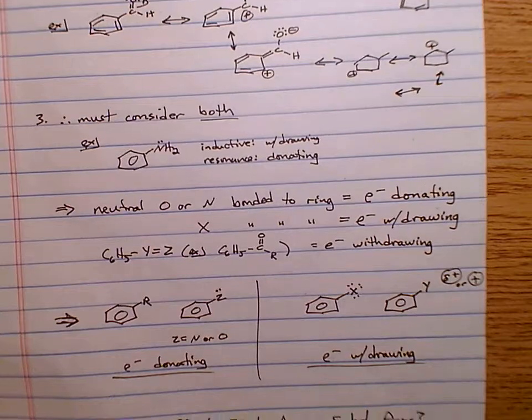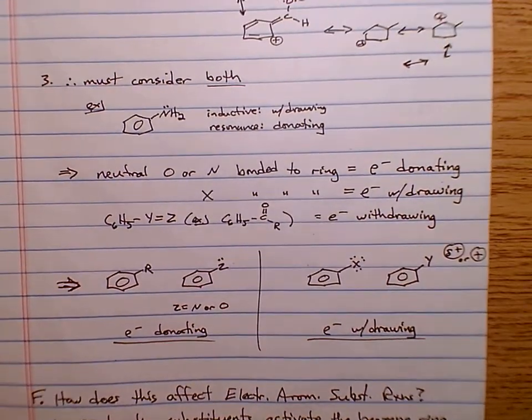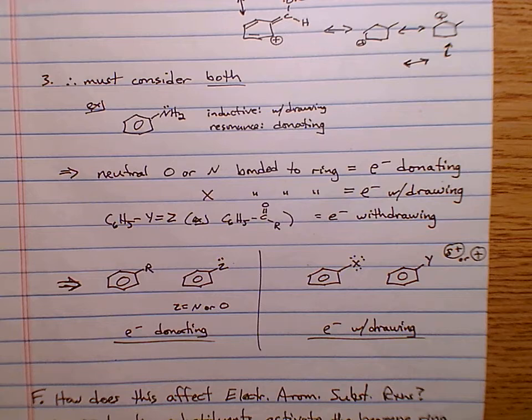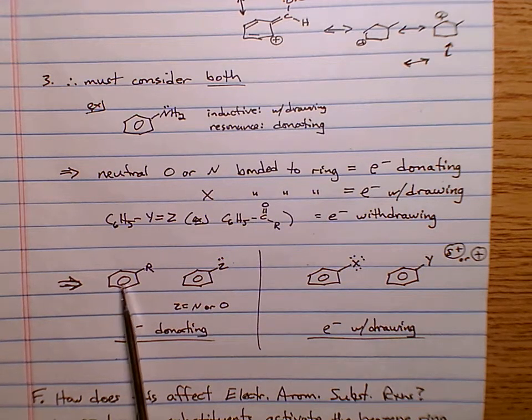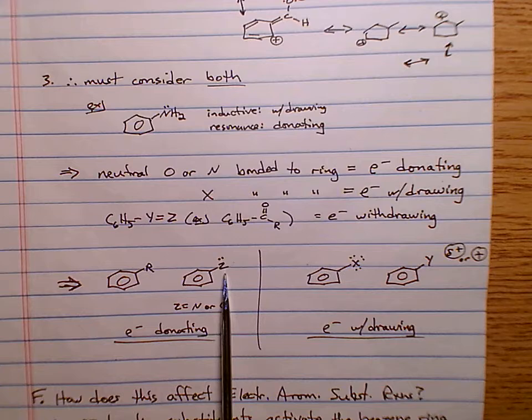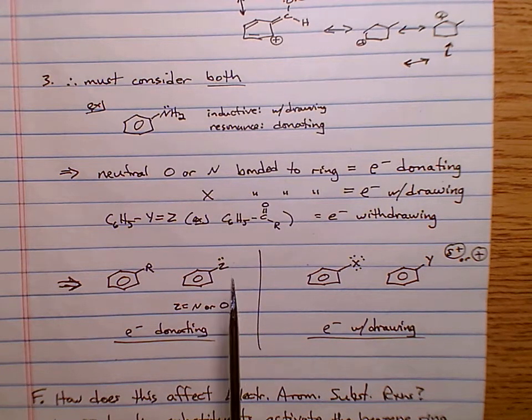So we can summarize that with this little chart down here. If you have an alkyl group, there's no resonance. The carbon of an alkyl group is sp3 hybridized. To get resonance forms, you need an sp2 hybridized carbon. So alkyl groups are electron donating just through inductive effects. But anytime you have some atom Z that has a lone pair on it, then that resonance effect will overcome any inductive effects, and so these are all electron donating groups.